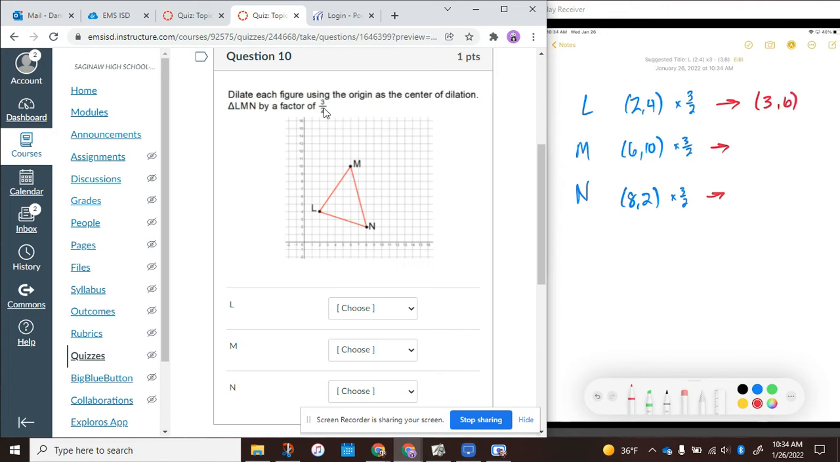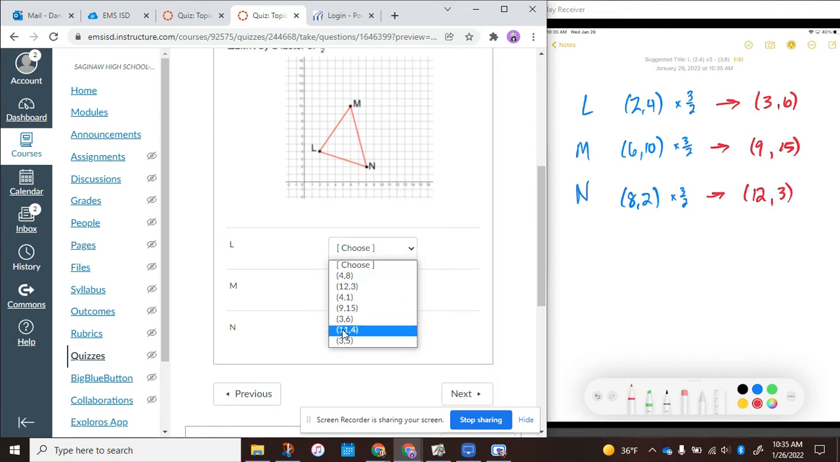We do the same thing for M. 6 times our scale factor gives a new x value of 9. 10 times our scale factor gives us a new y value of 15. Okay, everything is just getting scaled up times 1.5. New x value there will be 12, and our new y value will be 3. All right, so that's what we get for L, M, and N. We got 3, 6, we got 9, 15, and we got 12, 3.